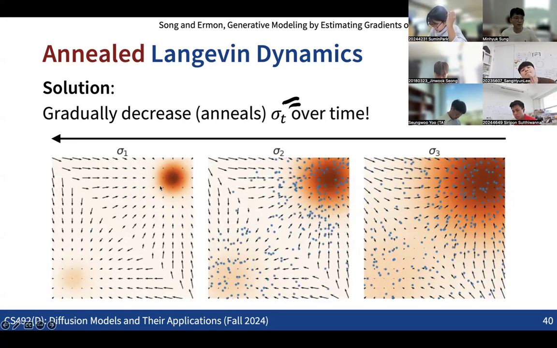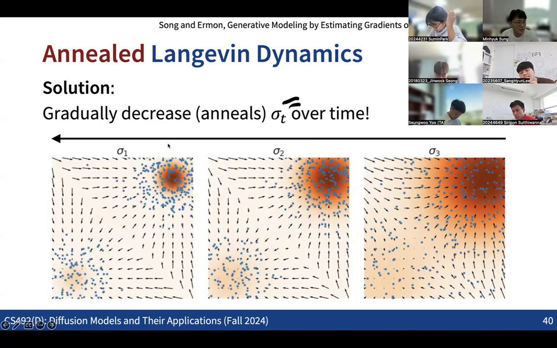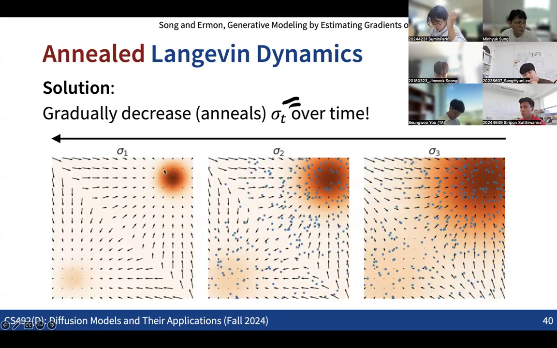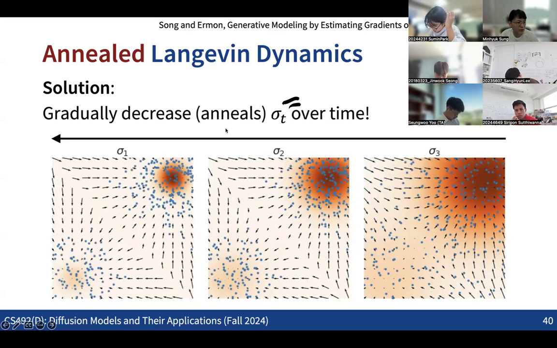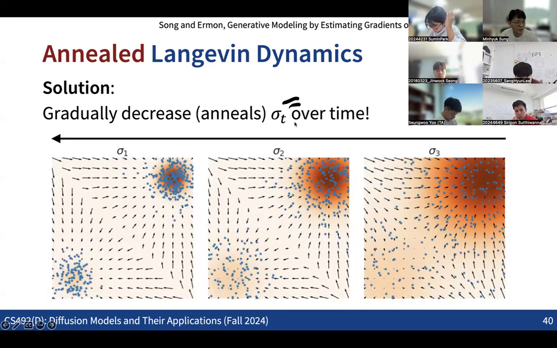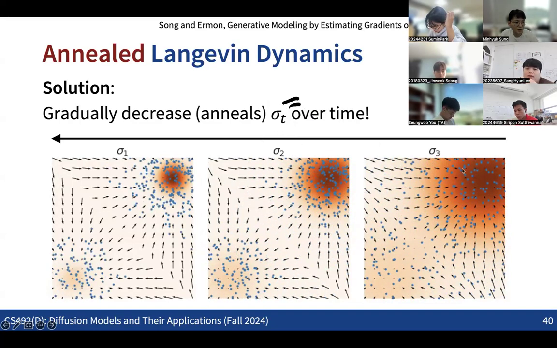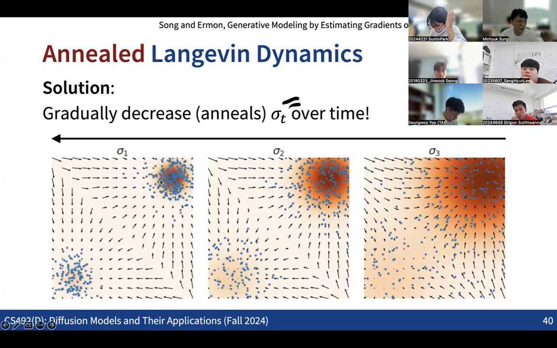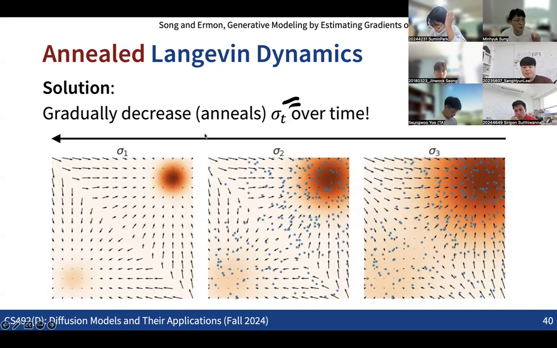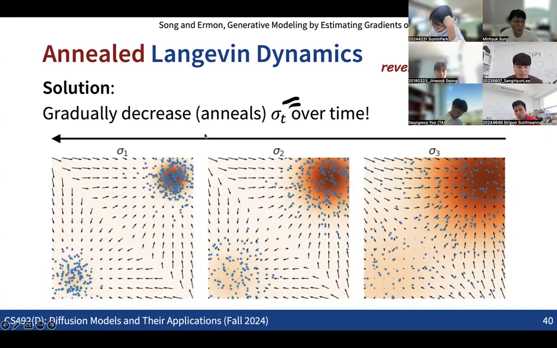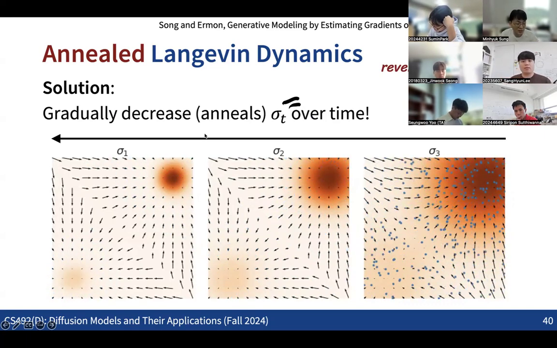This makes the samples better follow the original data distribution. This technique is called annealed Langevin dynamics, in which we gradually anneal the variance of the perturbation, starting from a higher perturbation and going to a lower perturbation. And you can see that this is exactly the same as what we do in the reverse diffusion process in DDPM.